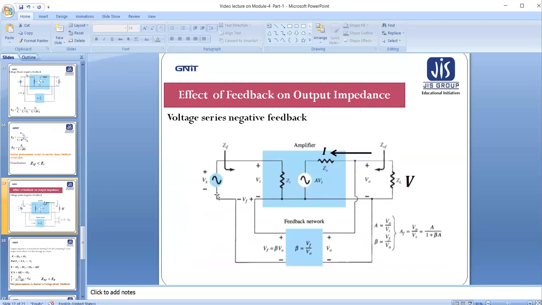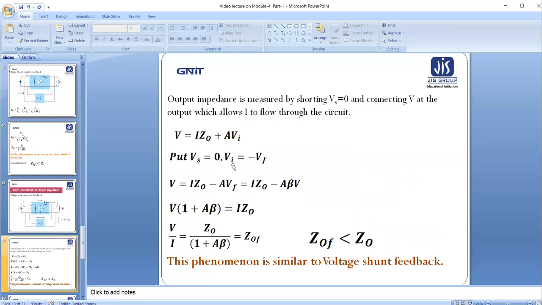Now, as I have told, Vs must be shorted to ground. So when it is shorted, automatically Vs will be 0, and it becomes a shorted wire. So this negative will be connected directly to the positive, and this negative will be connected to the positive. So Vi is nothing but equal to minus Vf. Now, instead of Vi, I have put down this minus Vf here. So V equals I Z naught minus A Vf.